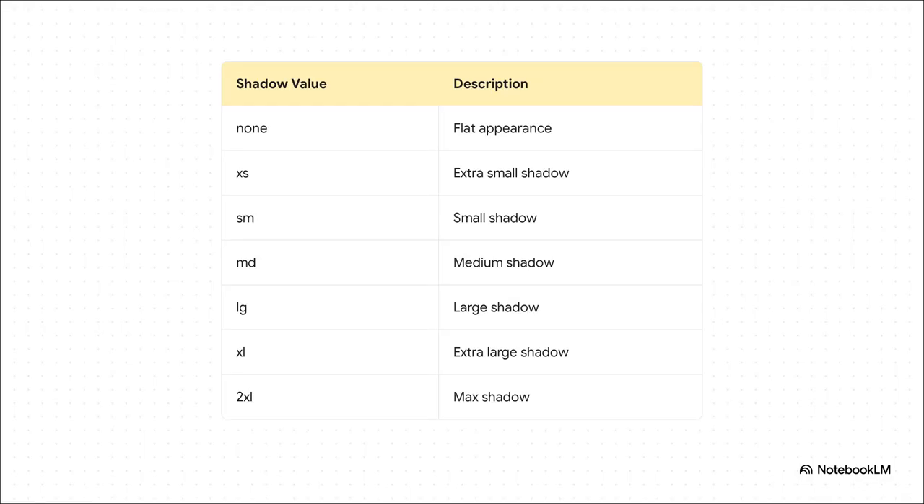The main takeaway here is just how flexible it is. You can go for a totally flat, modern, minimalist look by using none, or you can create a really dramatic, layered effect with something like 2XL. It's completely up to you.